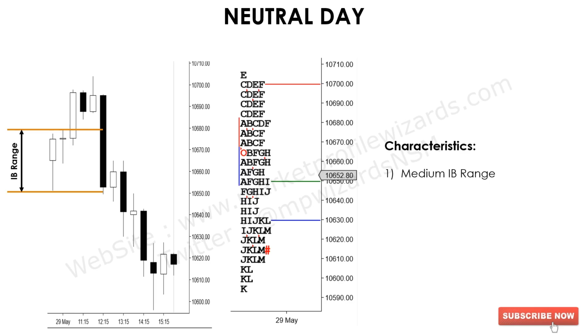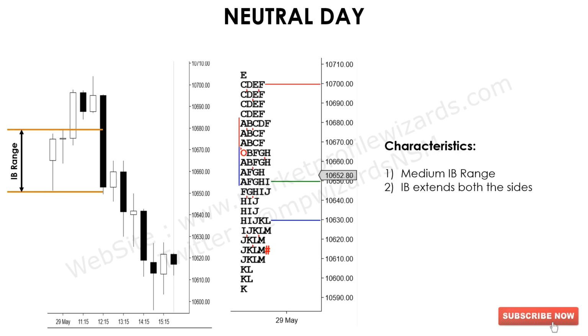So again I will repeat it, this is very important information. Whenever there is a medium IB range, either we can expect a neutral day or a normal variation day. How to differentiate this is what the actual skills of the profile trader and the knowledge which he gains through the screening and screen time.